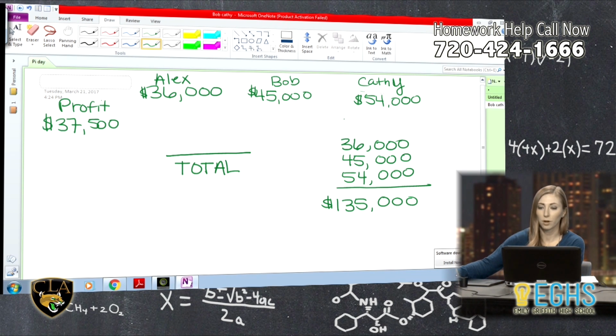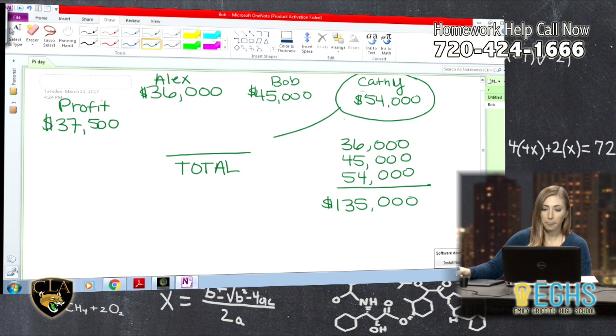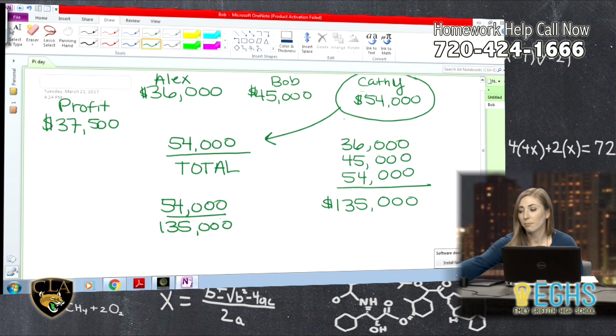We can find the portion that each one of them did, but really we're trying to focus on Kathy because we want to know how much of the profit Kathy is going to get. So Kathy is doing 54,000. She invested $54,000 out of 135,000. So that's going to be her portion. And if we simplify that fraction, which I'm going to use my calculator to do, it simplifies to 0.4, or you could also think of this as 4/10.